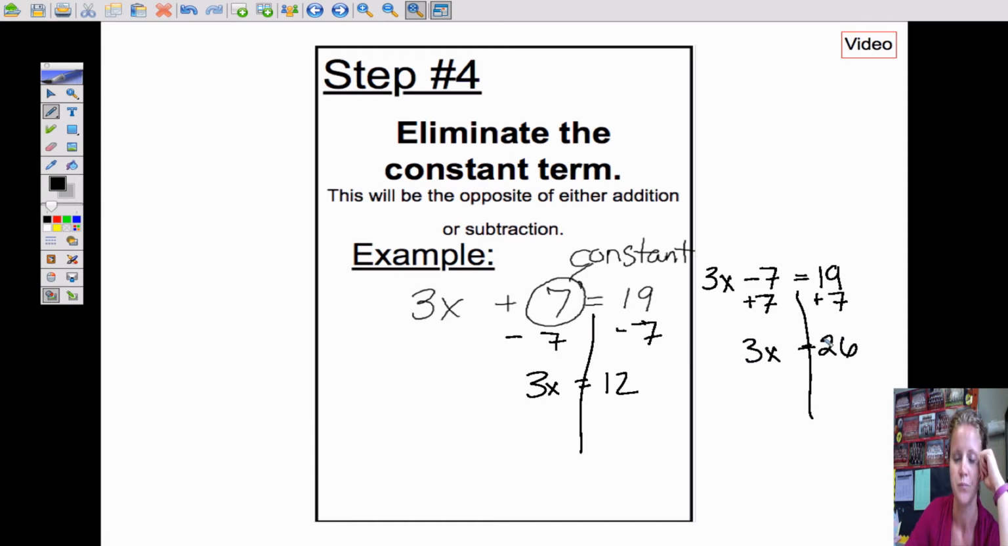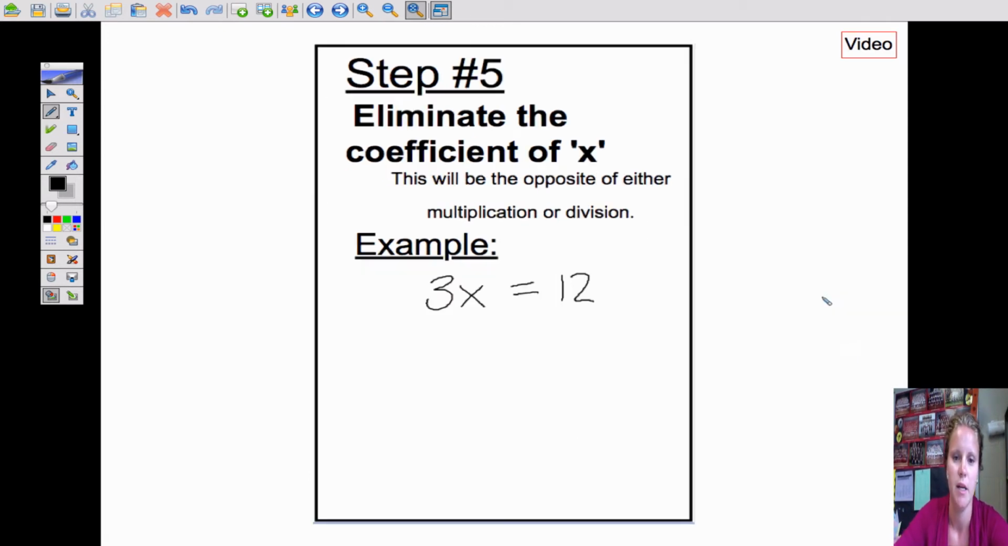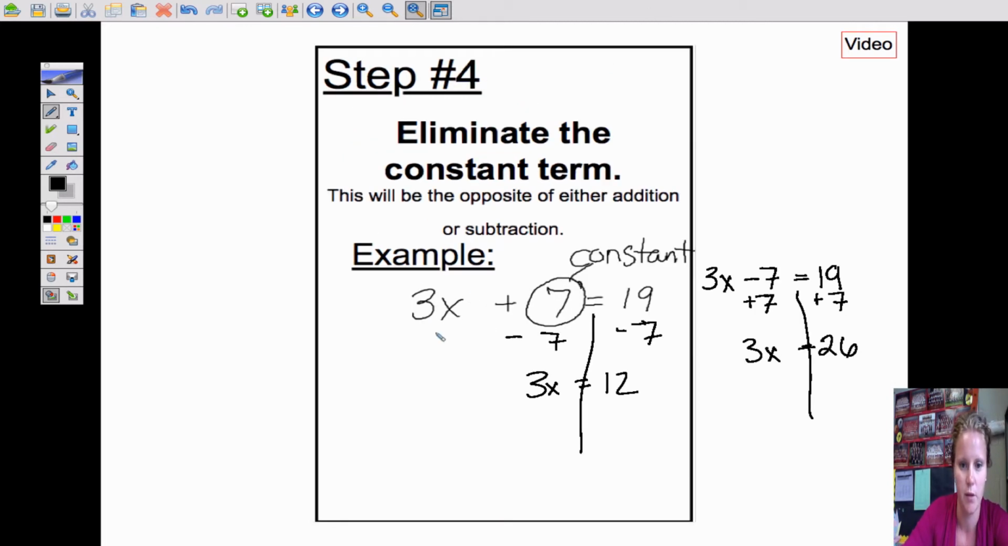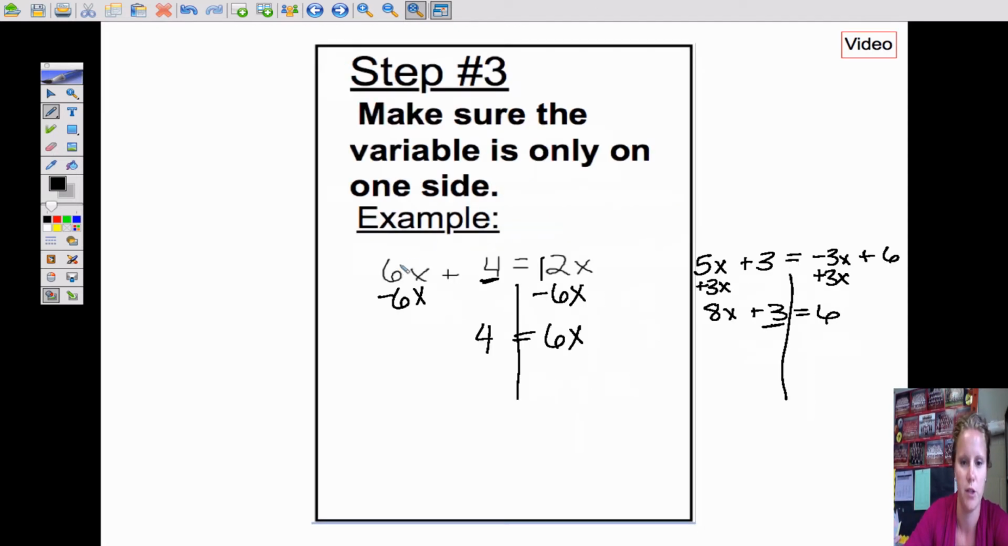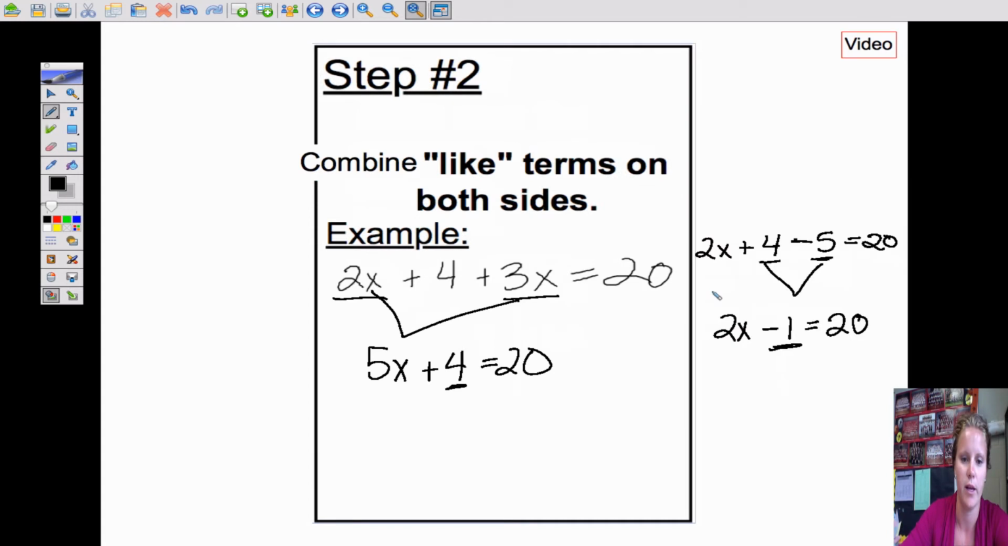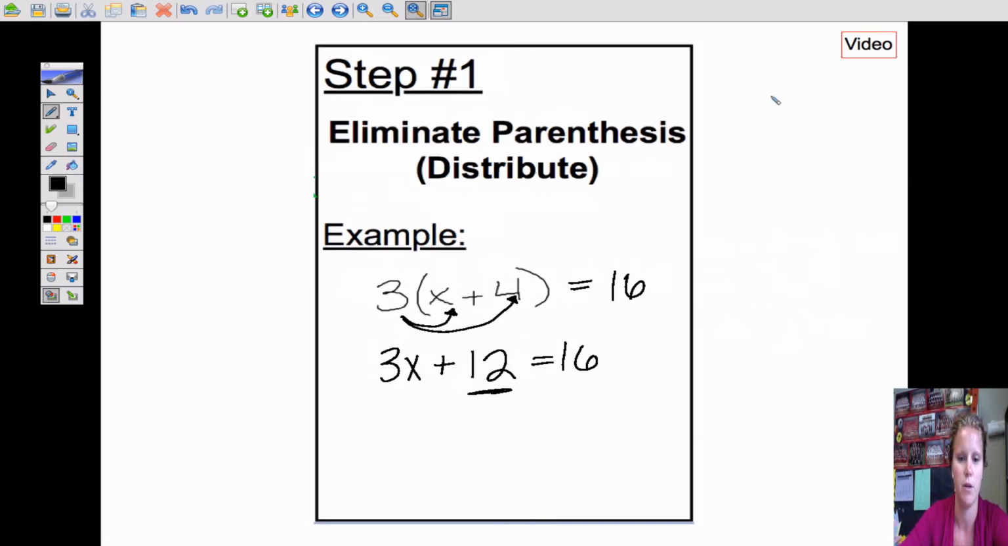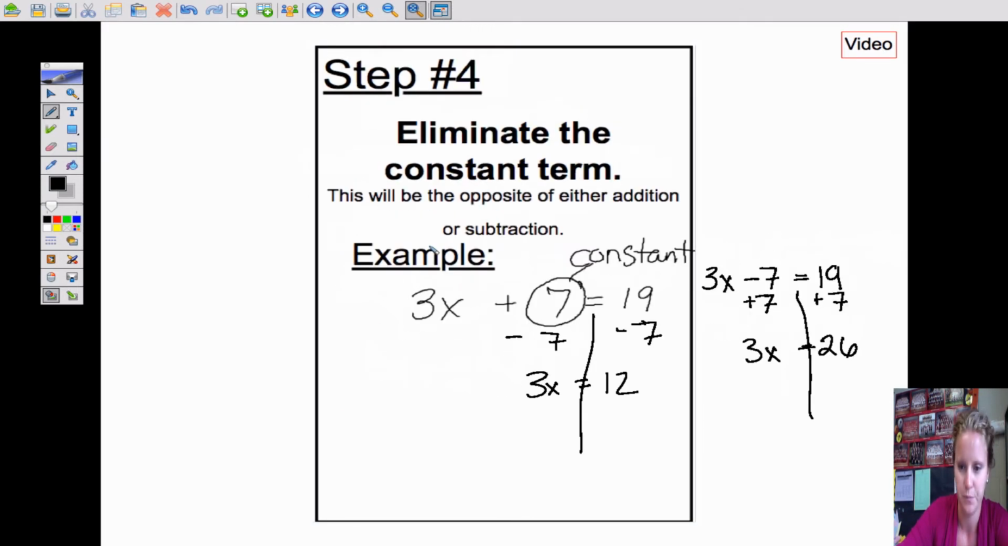All right. Then my final step is to eliminate the coefficient. The coefficient is the number that is multiplied or divided by x. All right. So if we go back here, the coefficient is 3. If we go back more, the coefficient is 6, or here the coefficient is 8. If we go back even further, here the coefficient is 5, here the coefficient is 2. If we go back here, here the coefficient is 3. All right, so you'll have a coefficient.